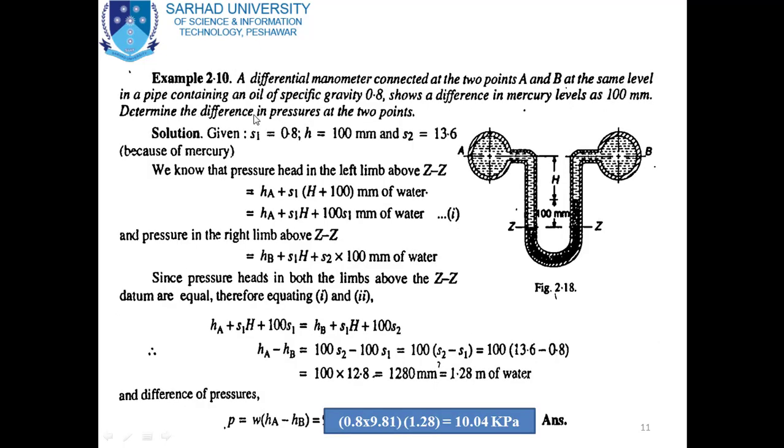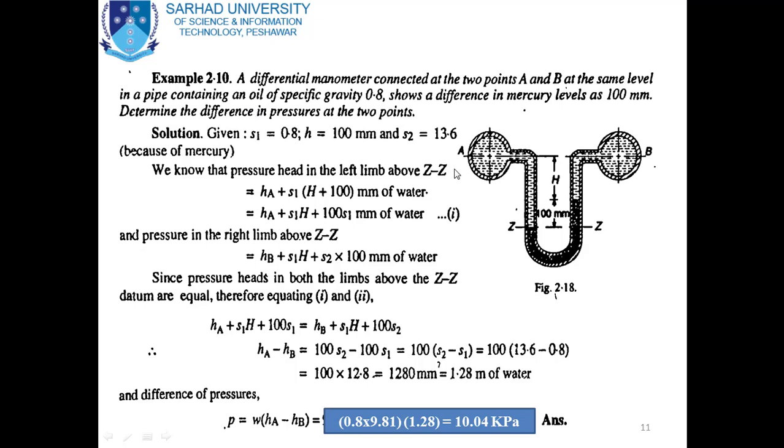We have example 2.10 and the statement is: a differential manometer connected at 2 points A and B at the same level in the pipe containing an oil of specific gravity 0.8 shows a difference in mercury level as 100 mm. Determine the difference in pressure at the 2 points.